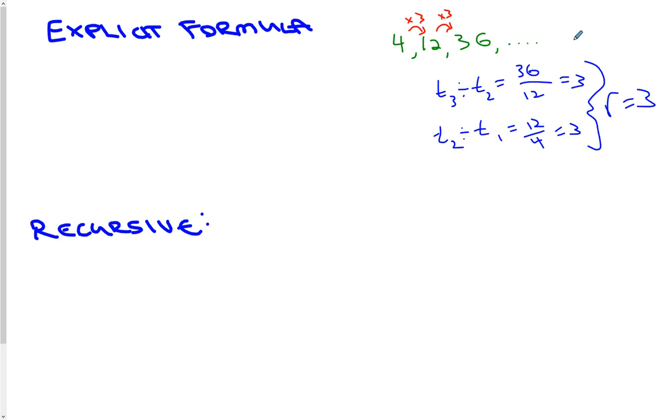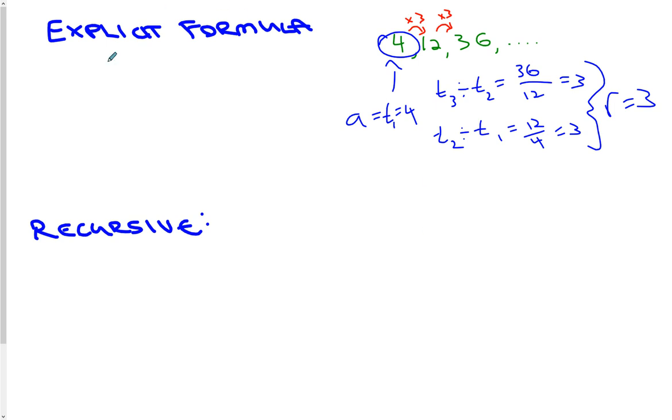Another important thing we might need to know is our starting value. Well, our starting value is right here. It's a 4, and we call that our A value. Sometimes it's also called T1 for term 1. So that's going to be 4. So now we know our A value and our R value.